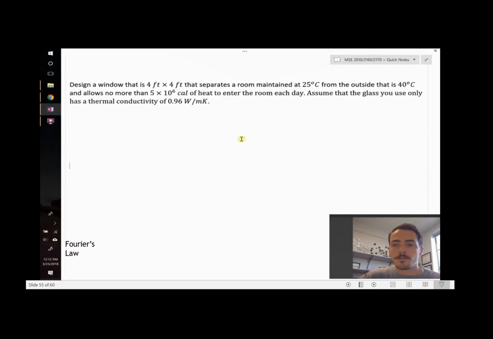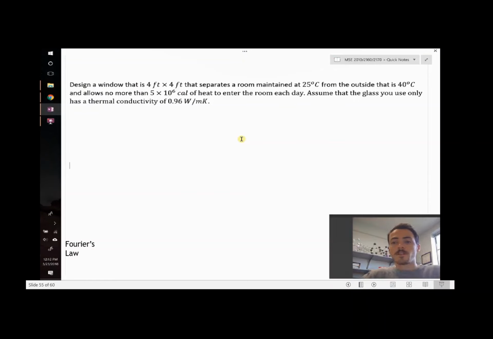So as we go about starting to answer this question, we're going to have to make some assumptions. First off, we're going to assume that this is steady state heat flow, which means that it's not changing with respect to time. What that's really saying is that we want the temperature inside the house to stay exactly at 25 degrees Celsius, and the outside is always going to be at 40 degrees Celsius. That's probably not realistic because day to night cycles mean that the outside temperature is going to be changing. But for this problem, that's the assumption that we're going to make.